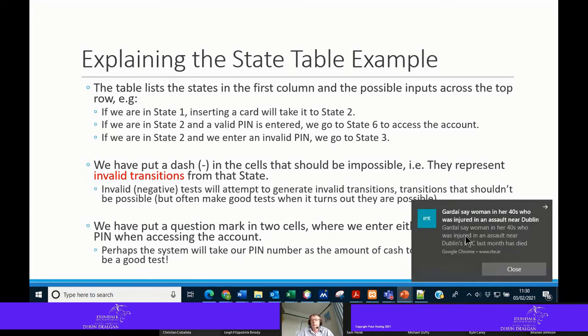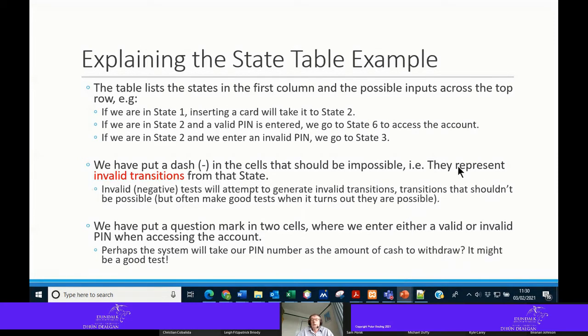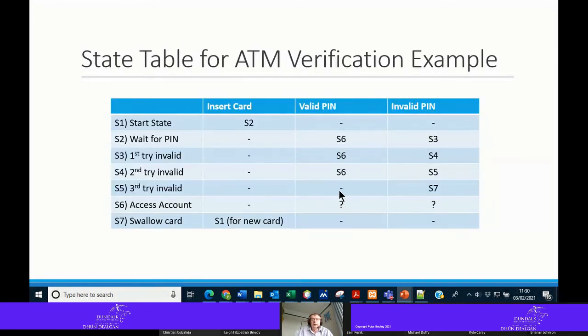So we've put this in. The invalid state test will attempt to generate invalid tests. So it's transitions that shouldn't be possible, but often make good tests when it turns out that they are possible. So it's always worthwhile there. So in this case, we've put in the dash here.